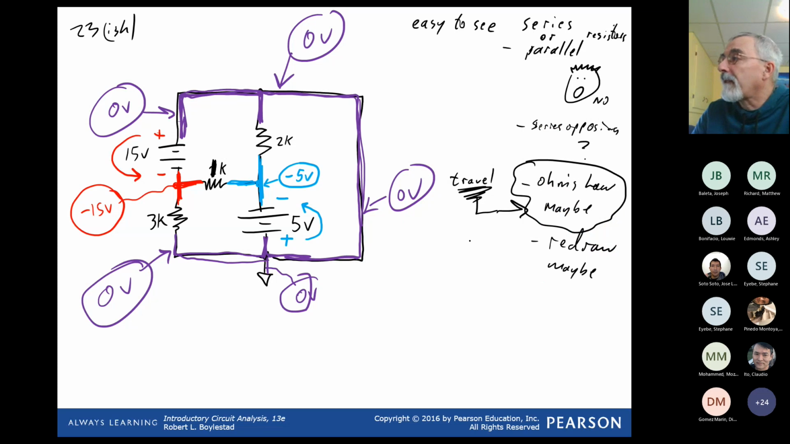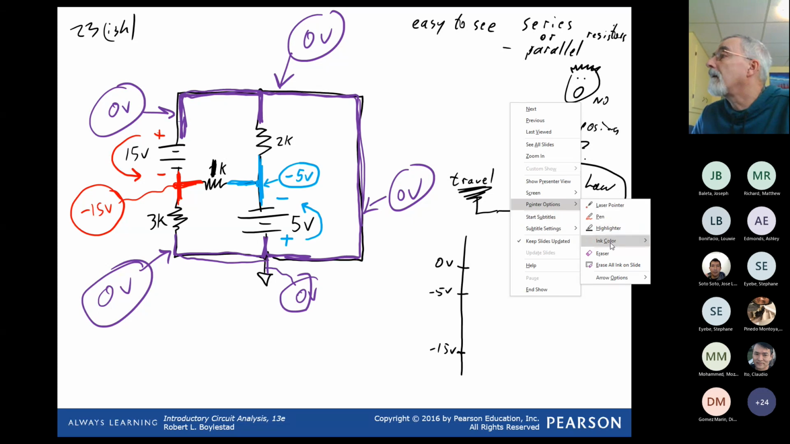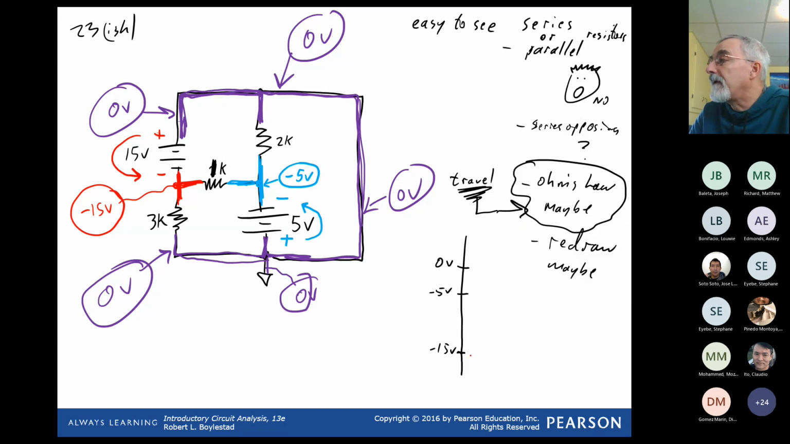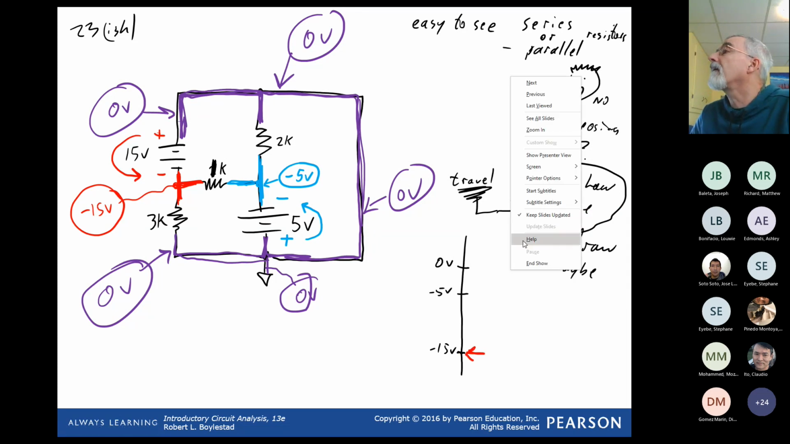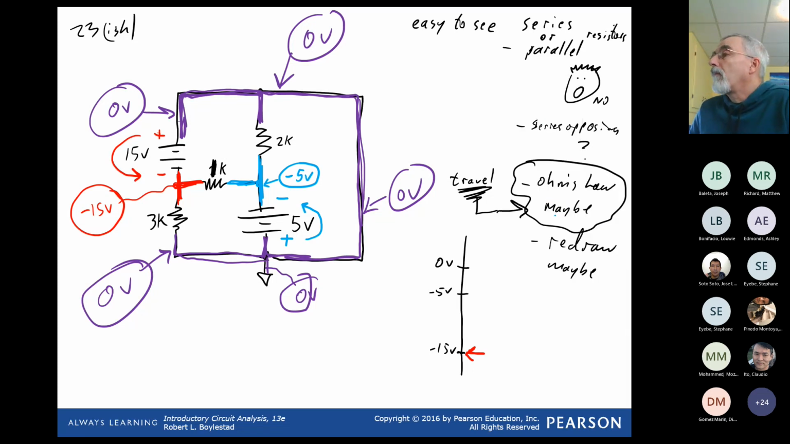So to wrap my head around this, I like to show a number line and the voltages involved. Looks to me like there's a lot of negatives involved. So if I start here at 0, I have a -5, and I have a -15, and I have shown the -15 kind of in red, and the -5 over here in blue.